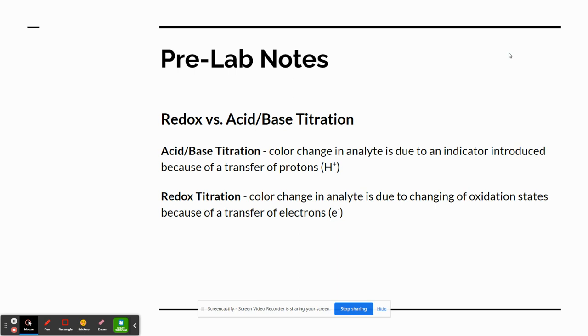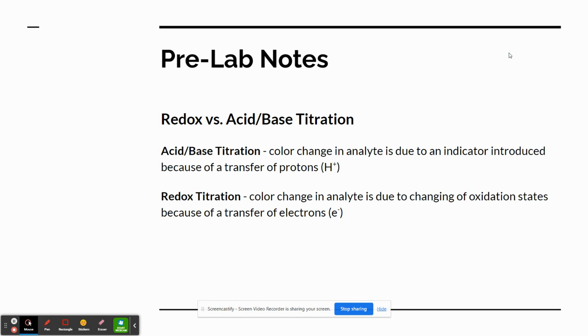When we do a redox titration, however, which is what we've been working on with our reactions, we do get a color change, and we're going to talk about that color change in a minute, but it's due to the changing of the oxidation states. The oxidation states are changing because we're transferring electrons. So that's where the reduction and the oxidation occurs.